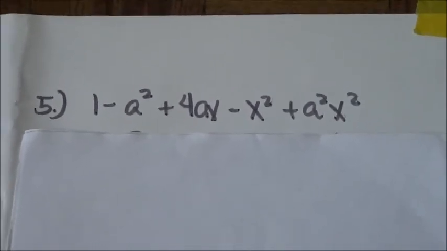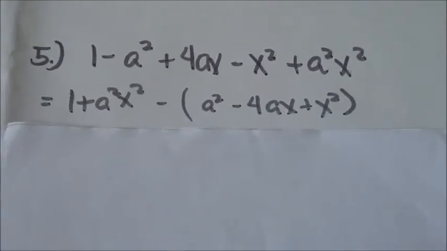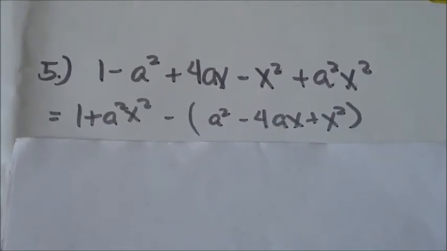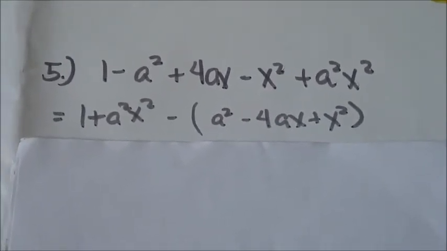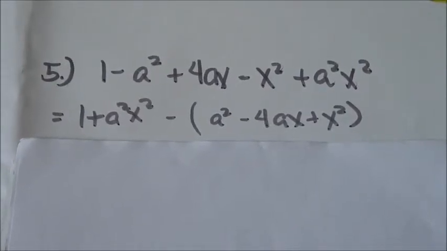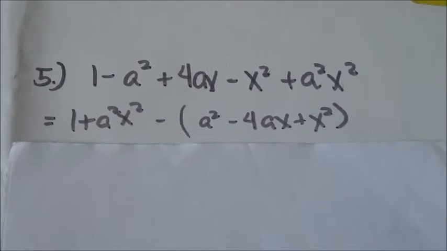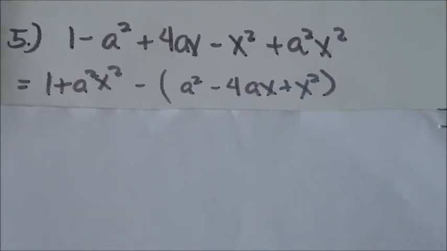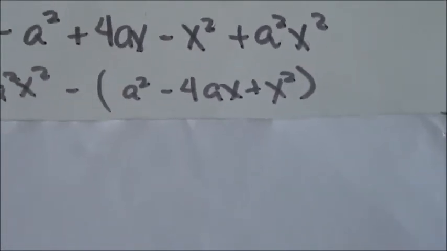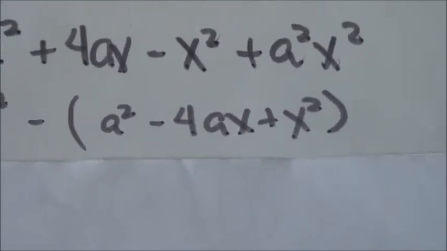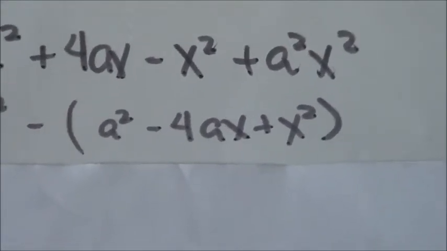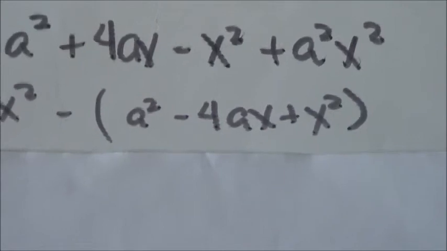So you group them together, so you get the other term out, 1 plus a squared x squared, then you factor out the negative sign, minus the quantity of a squared minus 4ax plus x squared. Then look at the last 3 terms. You can form a perfect square trinomial with that. But what should the middle term be?